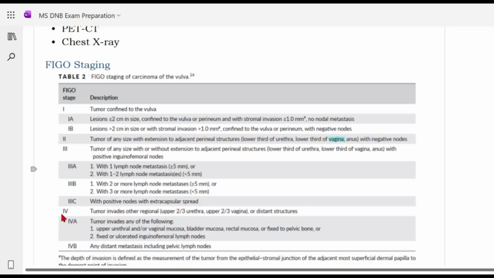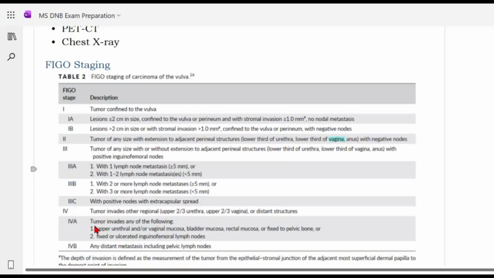Then go to the stage 4. Here tumor invades the upper two-third of the urethra, upper two-third of the vagina, or the distant structures. Okay, so from stage 2, involvement of the lower one-third, upper two-third involvement is in the stage 4. Okay, or the distant structures. This is again divided into 4A and 4B.